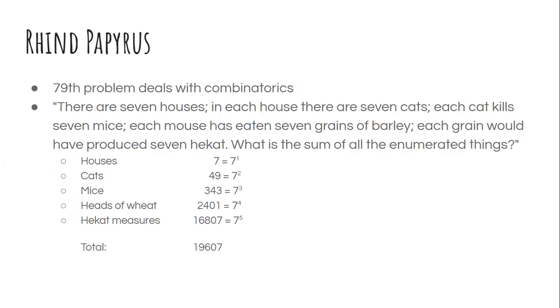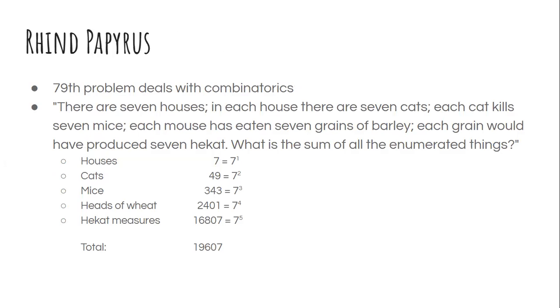So now we go into the Rhind Papyrus. The Rhind Papyrus of Egypt is one of the oldest mathematical texts in existence, and we see that the 79th problem in the Rhind deals with combinatorics. I wrote it down here so we can look at it as one of the problems.